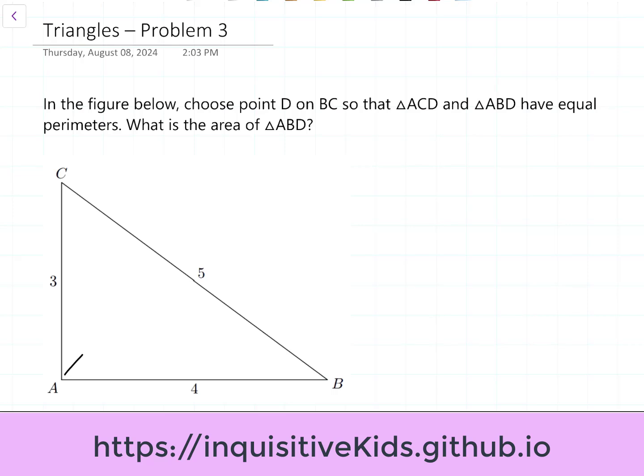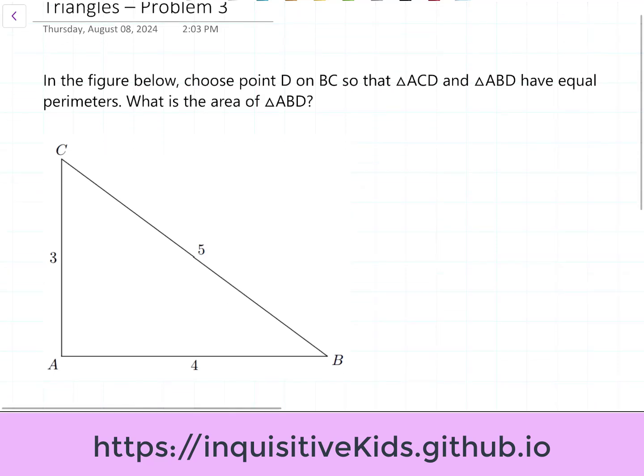Problem 3. In the figure below, choose point D on BC so that triangles ACD and ABD have equal perimeters. What is the area of triangle ABD? The first thing we have to do is identify point D. Where would point D sit on BC so that it fits this criteria, that these two triangles have equal perimeters?